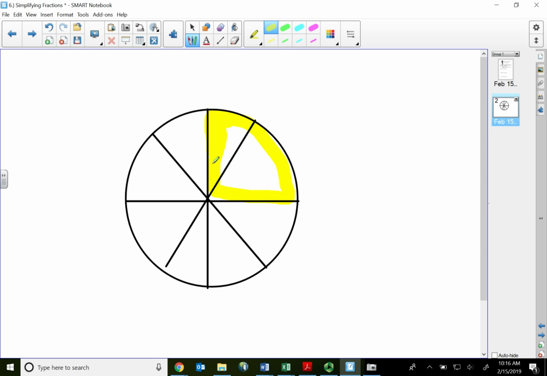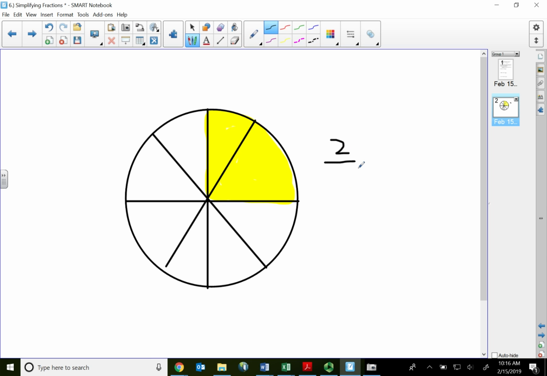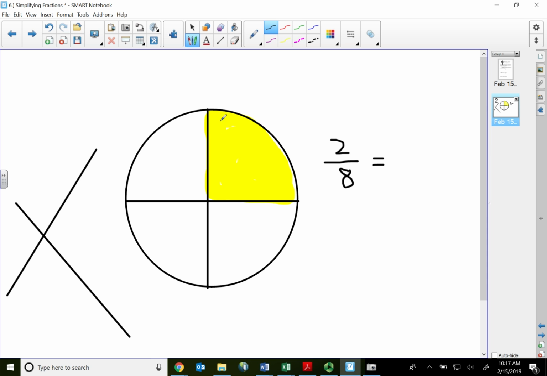Okay, I'm going to purposely highlight this real quick. So if I decided to eat 2 slices out of the 8, that is also equivalent to if I would cut this large pizza into only 4 equal parts. So 2 slices out of 8 is also equivalent to 1 slice out of 4, if I had cut it into 4 slices. So that's the idea of simplifying fractions. It's basically finding its equivalent fraction.